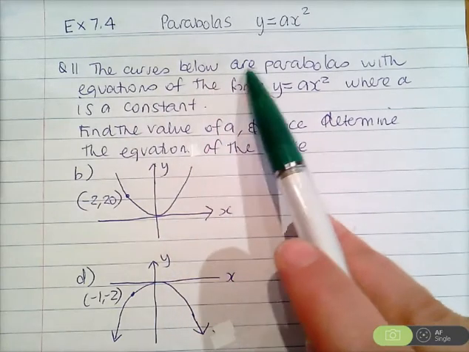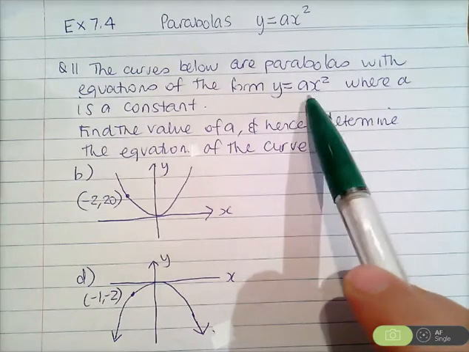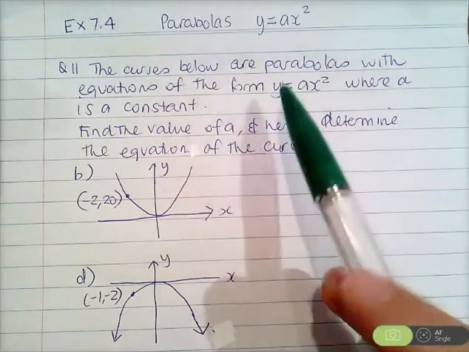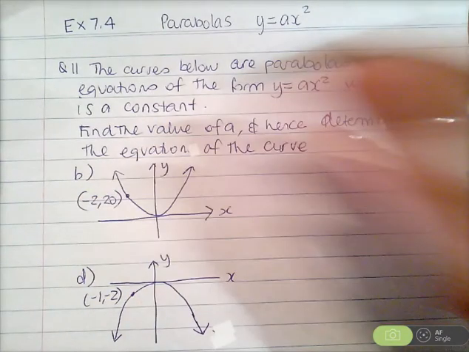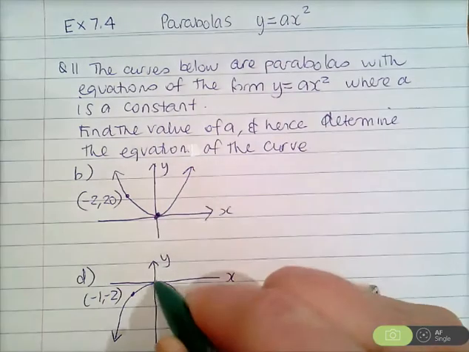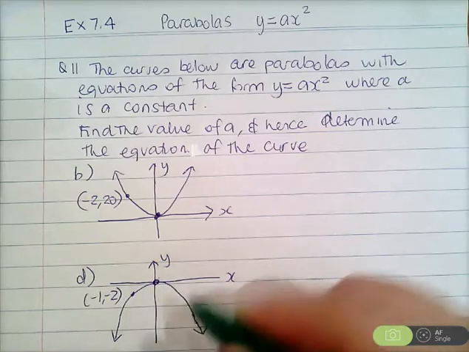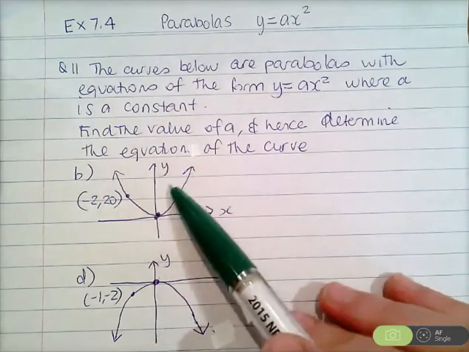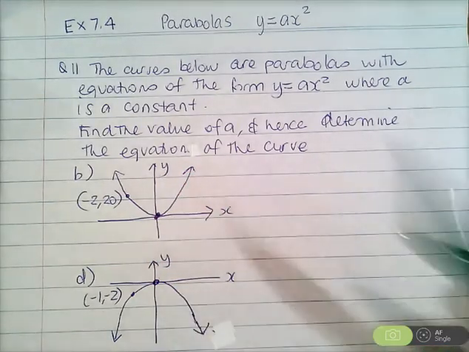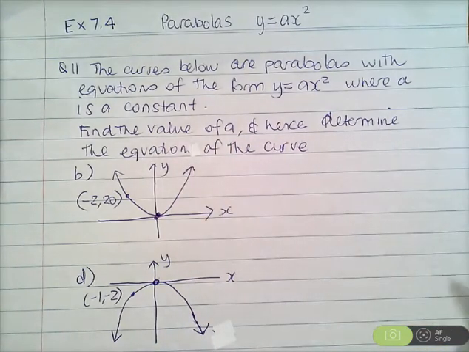It says the curves below are parabolas with equations of the form y equals ax squared, where a is a constant. Now, a could be positive or it could be negative. We know it's y equals ax squared because the vertex is at the origin, it's at 0, 0. This is also y equals ax squared, but obviously this one's concave down, this one's concave up. Sometimes a can be positive, like in this case, and in this one a would be negative. It says to find the value of a and hence determine the equation of the curve.